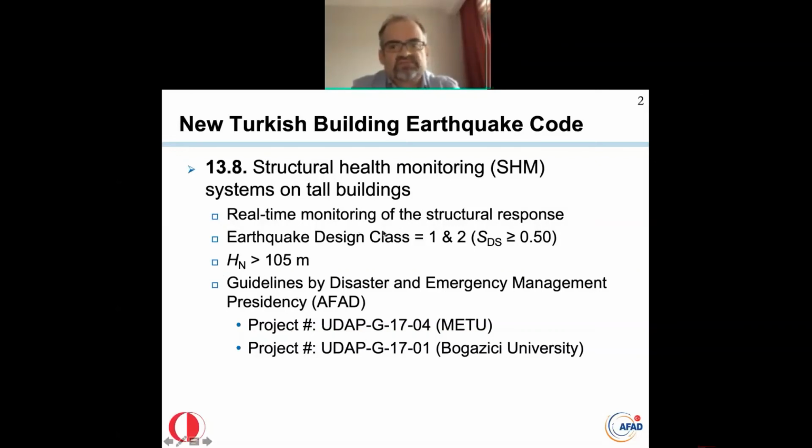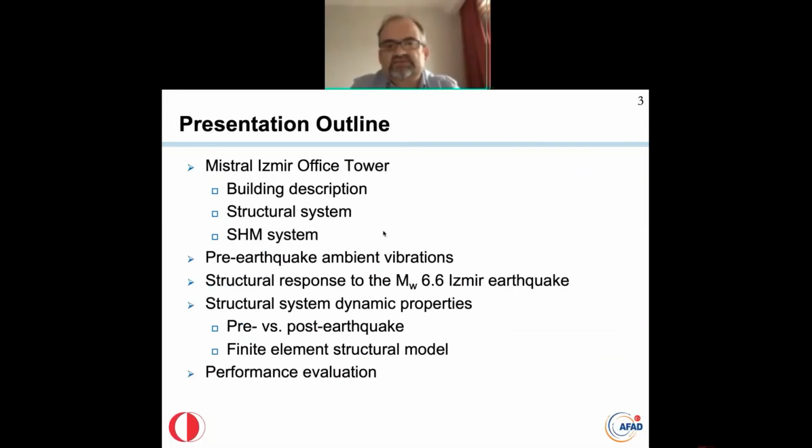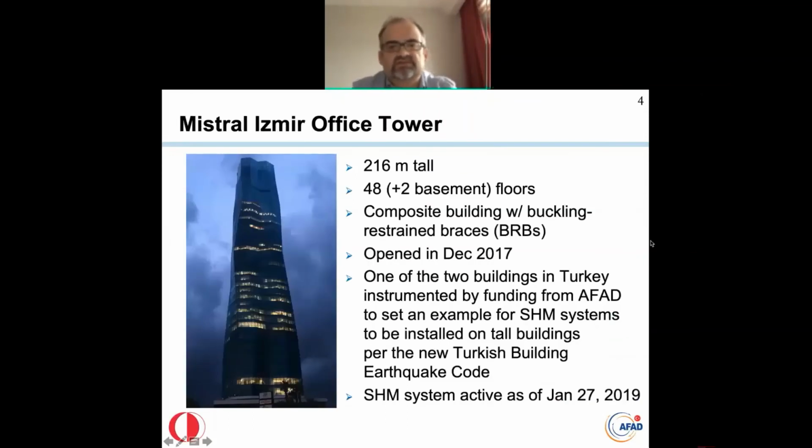Okay, so today I will talk about the Mistral Izmir office tower. I will present its response to this magnitude 6 Izmir earthquake, its system ID before and after the earthquake, and I will wrap up with its performance level following the earthquake. Well, Mistral Izmir office tower is 216 meters tall. It has 48 floors with 2 basement floors. It's a composite building with buckling restraint braces. It was opened in December 2017, and its health monitoring system is active as of January last year.